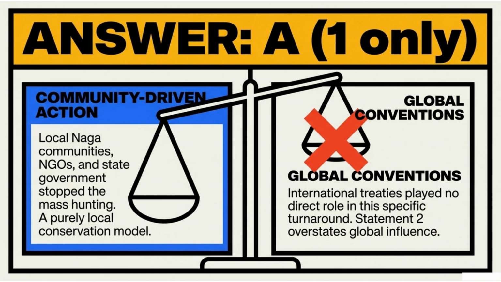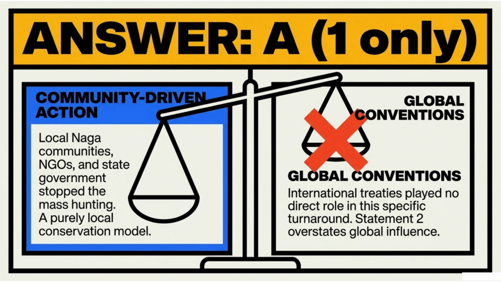Hundreds of thousands of birds were being trapped annually during their migration from Mongolia and Siberia to southern Africa. Following this discovery, local Naga communities, NGOs, and the state government launched sustained conservation efforts. Poaching was dramatically reduced, and the area became a celebrated model of community-driven wildlife protection. That is entirely a local success, not a global convention outcome.